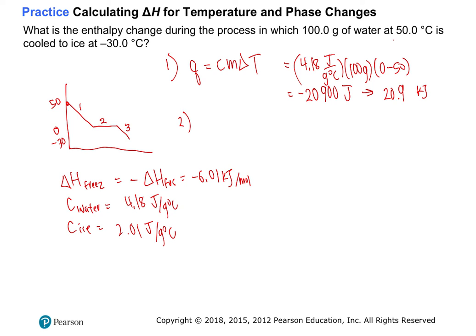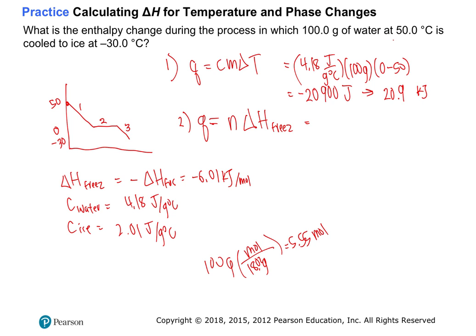Now for segment 2, I have to freeze, so I'm going to have Q equals n times delta H freeze. So I need to find out how many moles. I have 100 grams, and I'm going with 18.02 grams per mole. So 100 divided by 18.02, and that gives me 5.55 moles. So 5.55 moles times negative 6.01 kilojoules per mole, which is negative 33.35 kilojoules.